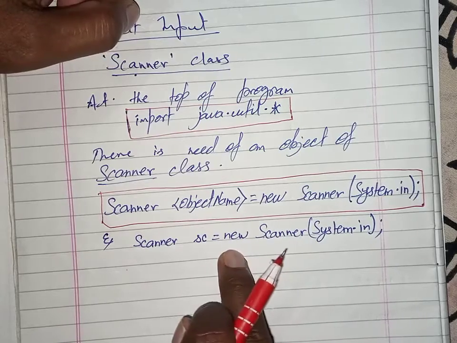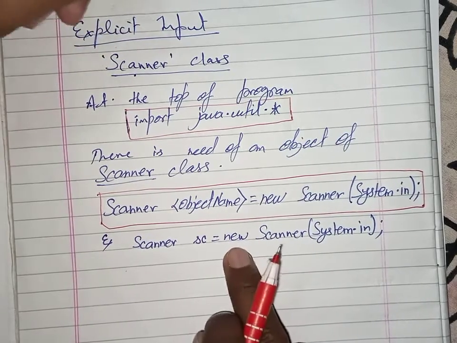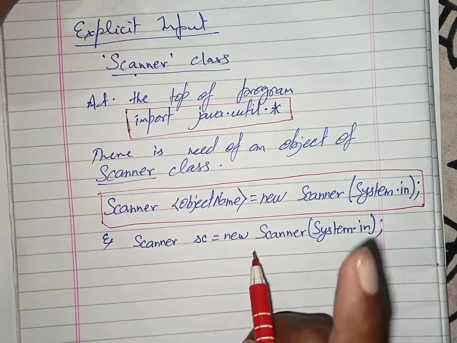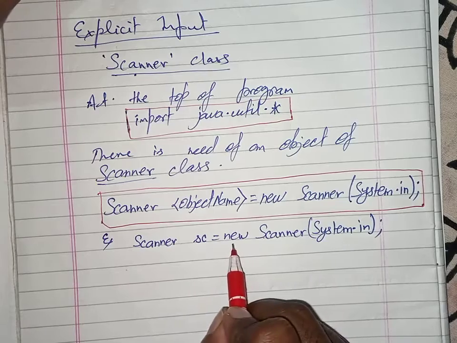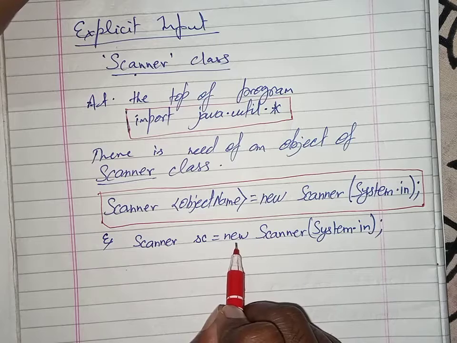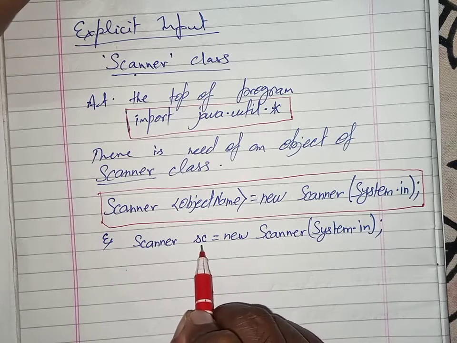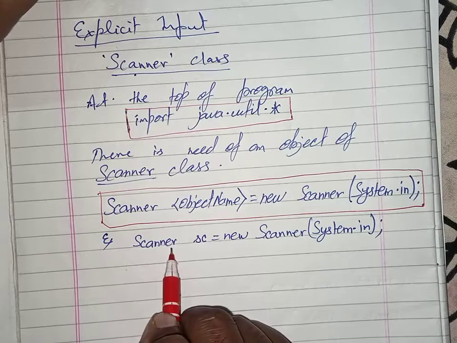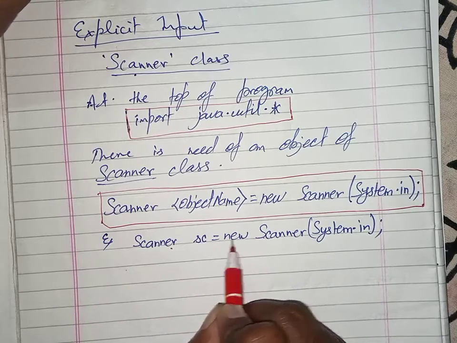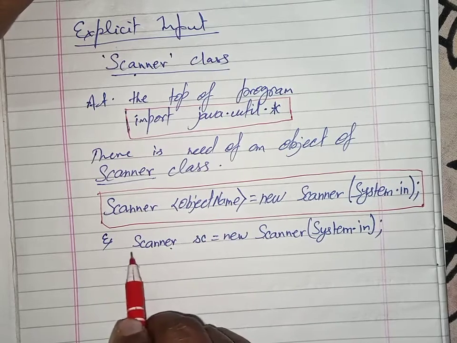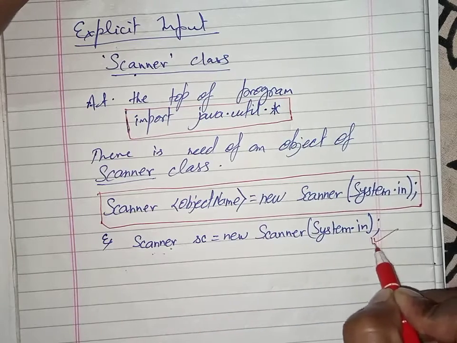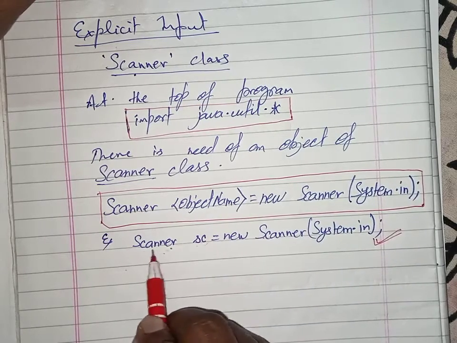And what is the role of this new keyword? This is a board question. The new keyword is used to create an object. New keyword is responsible to create an object of a class. Scanner is a class, sc is object. So this new keyword is responsible here to create an object of a particular class. This is the way by which you can create an object of Scanner class.